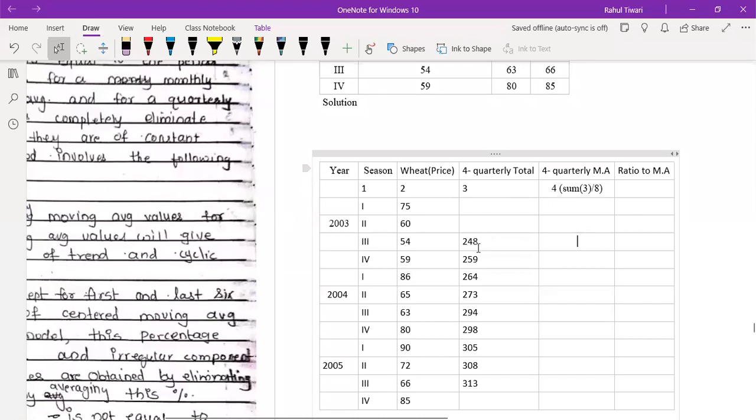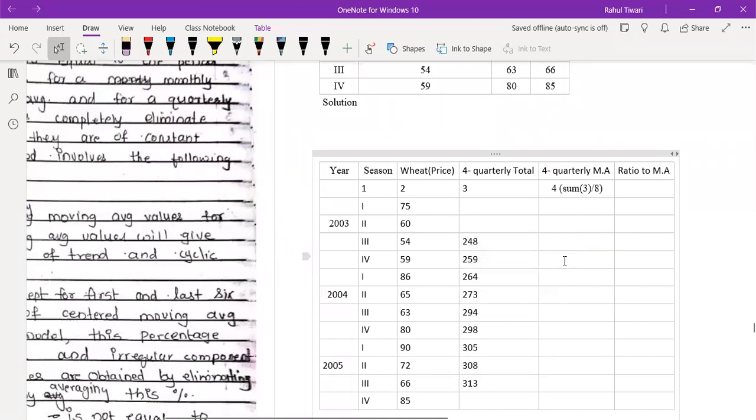See, this 248 sum is what? It's an addition of 4 observations, right? Similarly, 259 is an addition of 4 observations. So how many observations in total? 8 observations. So if I have to find the average of 8 observations, what will I do? I will add all and divide by 8. So addition of these two numbers divided by 8.